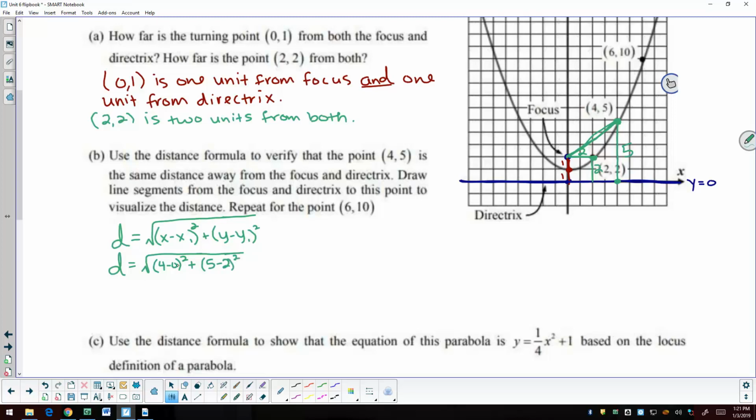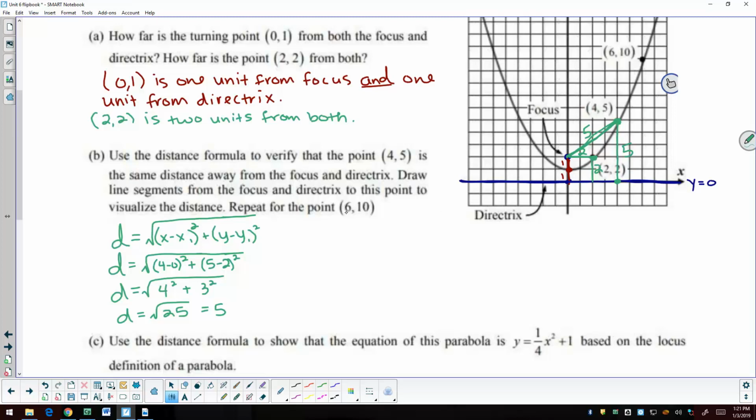So now I'm just going to do some algebra in my head. 4 minus 0 is 4. I'm going to square it. 5 minus 2 is 3. 4 squared is 16 plus 9 is 25. The square root of 25 is 5. Oh, look at that. I got a distance of 5 to both the focus and the directrix, which we know should have happened.